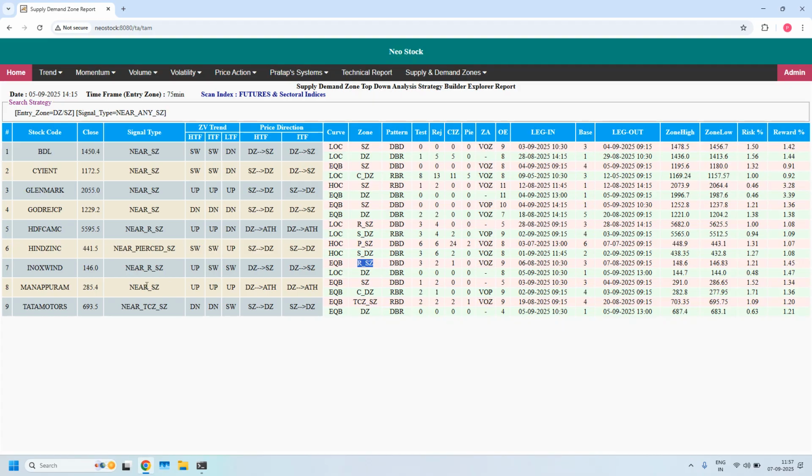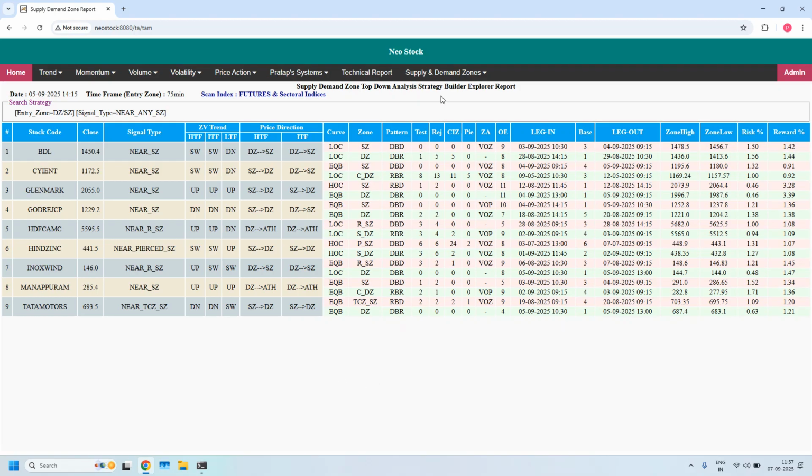And next one is Inox Wind is having a 75 minutes high liquidity supply zone. That's it. So we got two 75 minutes high liquidity supply zones from this list. So this is about high liquidity zone identification from daily and 75 minutes stocks near demand and supply zones.